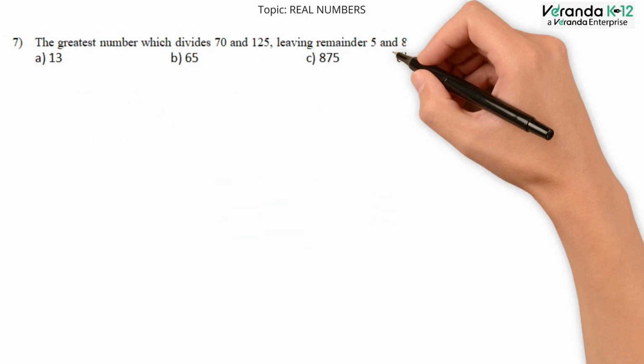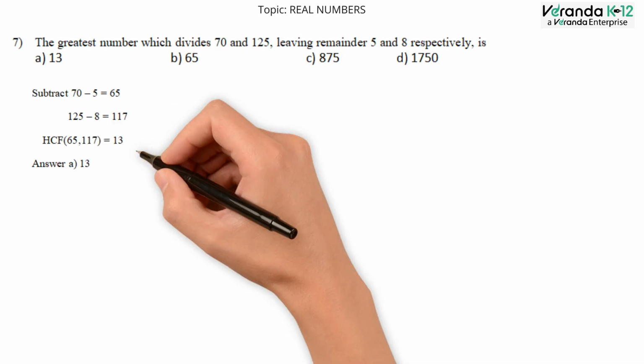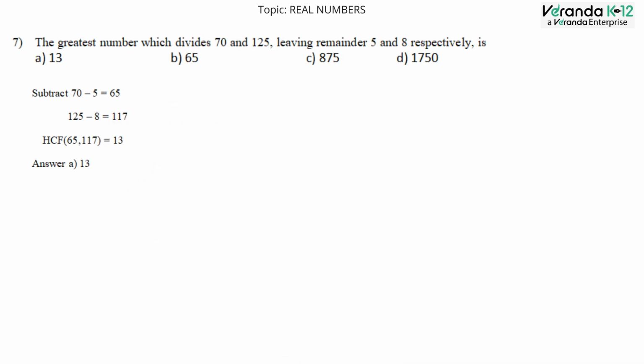Question number 7. The greatest number which divides 70 and 125, leaving remainder 5 and 8 respectively is, the options are 13, 65, 875, 1750. First, we need to subtract 5 from 70 and 8 from 125. So we get 70 minus 5 is equal to 65. 125 minus 8 equal to 117. Now we need to find the HCF. So the HCF is 13. Hence the answer is option A, 13.